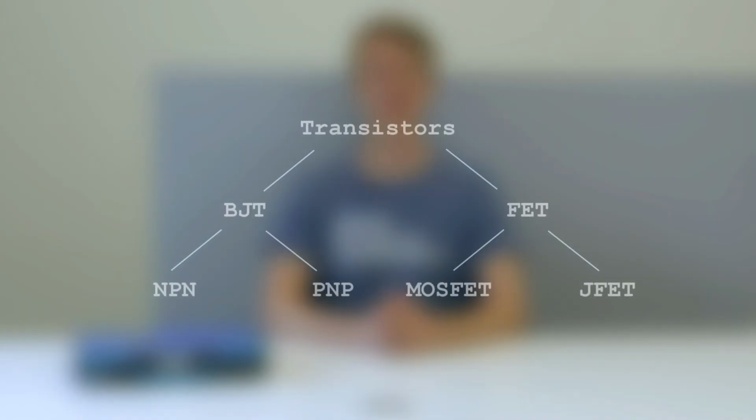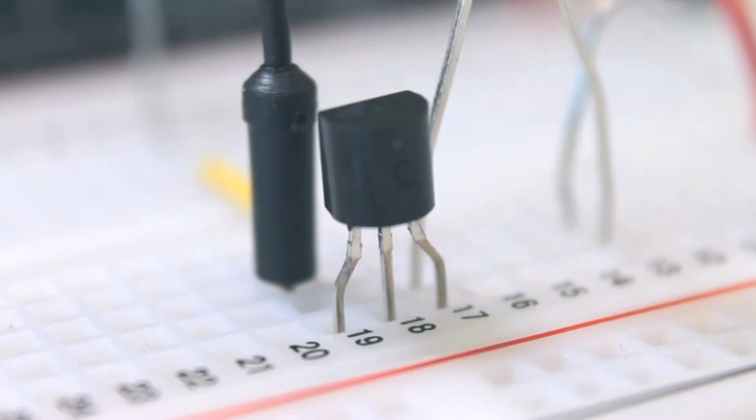Transistors are divided into two basic types: bipolar junction transistors, BJTs, and field effect transistors, FETs. In this video we will mainly talk about bipolar junction transistors and more precisely about the NPN variant.